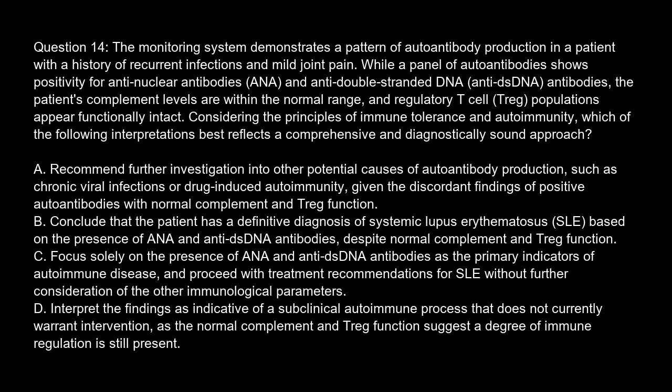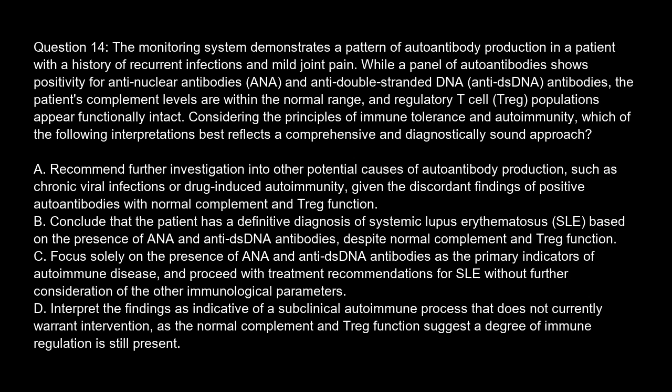Question 14. The monitoring system demonstrates a pattern of autoantibody production in a patient with a history of recurrent infections and mild joint pain. While a panel of autoantibodies shows positivity for anti-nuclear antibodies (ANA) and anti-double-stranded DNA (anti-dsDNA) antibodies, the patient's complement levels are within the normal range, and regulatory T-cell (Treg) populations appear functionally intact. Considering the principles of immune tolerance and autoimmunity, which of the following interpretations best reflects a comprehensive and diagnostically sound approach?